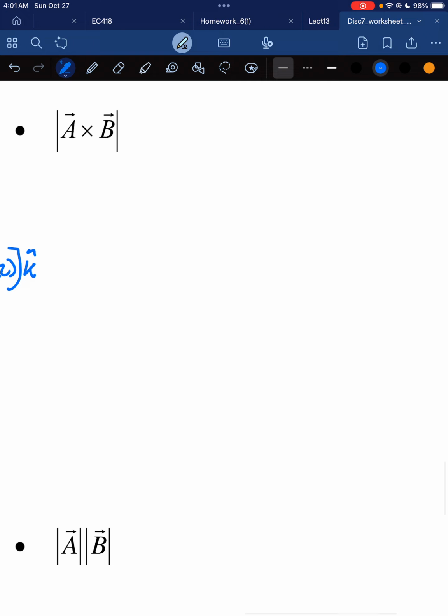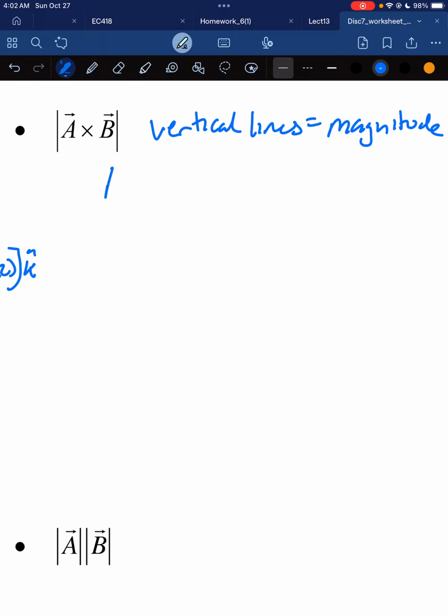Here we're asked to find the magnitude of this cross product. That's what the vertical lines mean. It means magnitude. And so the way you calculate the magnitude is basically the Pythagorean theorem. I'm going to take each component of the vector, I'm going to square it, add it all up, and then take the square root of the sum.